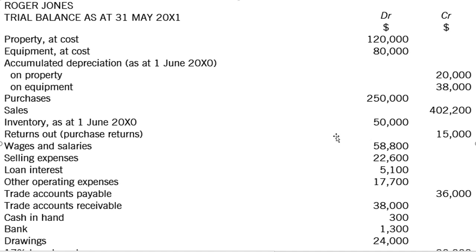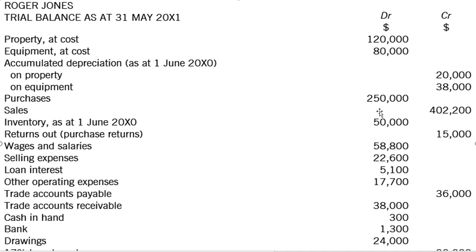Now, they are giving us property at cost. The figure is given here, $120,000 on debit side. Then equipment also, the figure is given to us. They are given accumulated depreciation as at 1st June. The figures are given. For property 20,000, equipment 38,000.